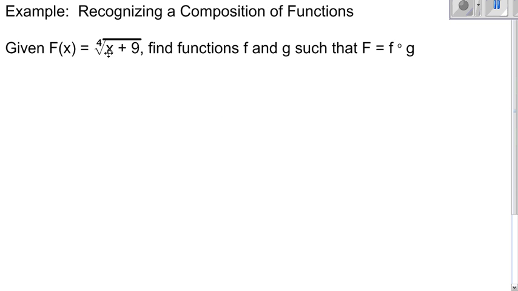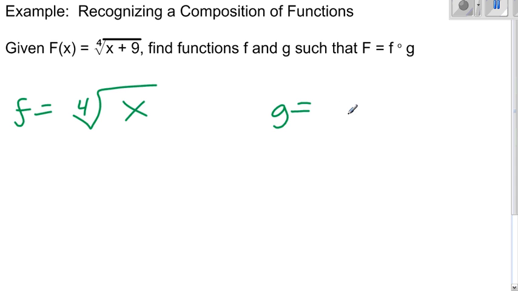So given a function that's the fourth root of x plus 9, we're going to split it up to make it be a composition. We're going to decompose it. So basically the trick to this is whatever the outsidemost part of the function is, the fourth root, that will be your f. You need to put an x inside of it. And then g is just the inner part. So in this case, x plus 9. So if you plug x plus 9 into this, you would have the fourth root of x plus 9.